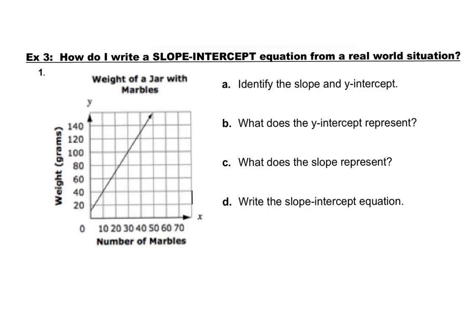All right, example number 3. How do I write a slope-intercept equation from a real-world situation? And so notice we've got the weight of a jar with marbles. And we've got the number of marbles along the bottom and that go 10, 20, 30, 40, and so forth. And then we've got the weight in grams that are going up 20, 40, 60, 80, and so forth.